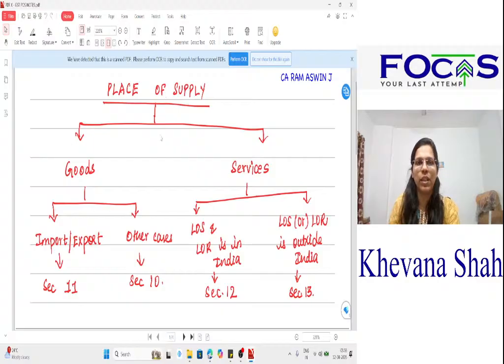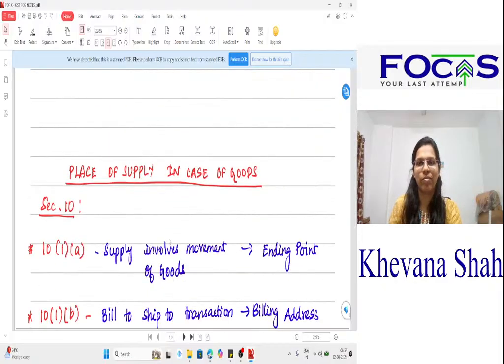So in place of supply we have goods and then we have services. In goods again we have import and export of goods which is covered under section 11, and we have domestic goods which is covered under section 10. Then we have services which are covered under section 12 and 13. So today we are going to cover the goods, that is your domestic goods, under section number 10.